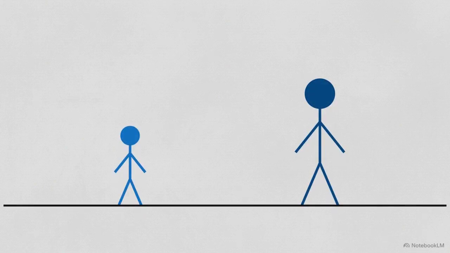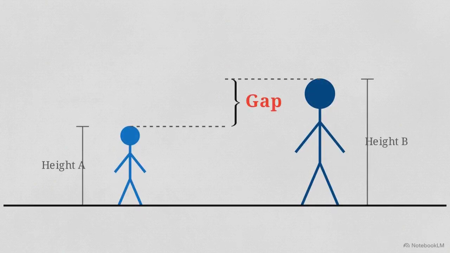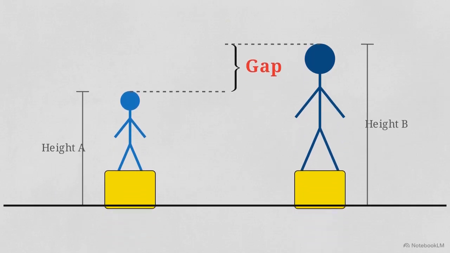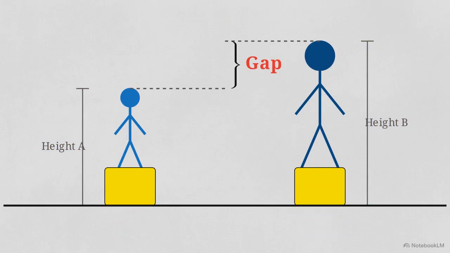Think of subtraction not as taking things away, but as measuring the physical space between 2 points. If we stand both of these figures on identical blocks, their absolute height changes, but the gap between them stays exactly the same. This is a standard number line, showing evenly spaced increments.